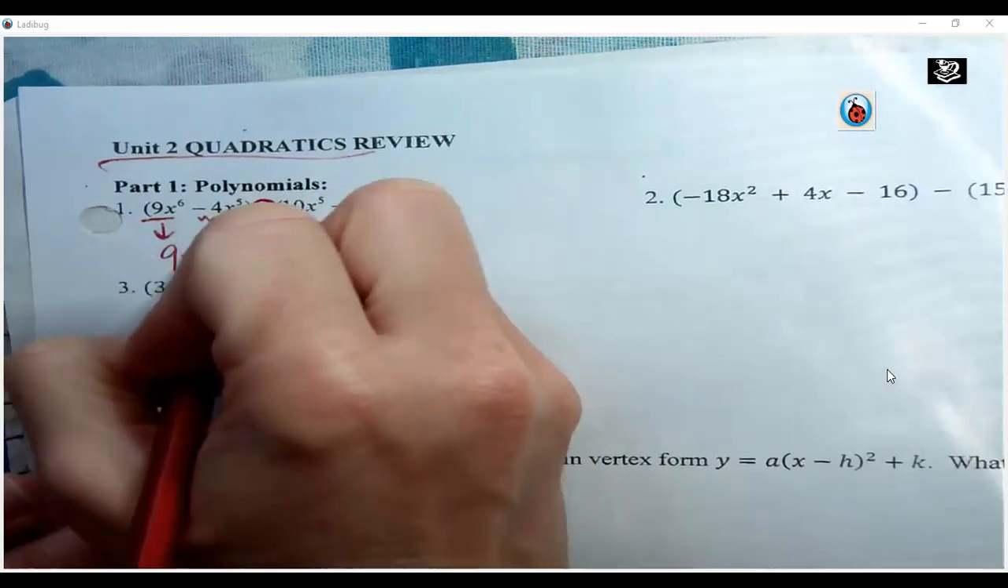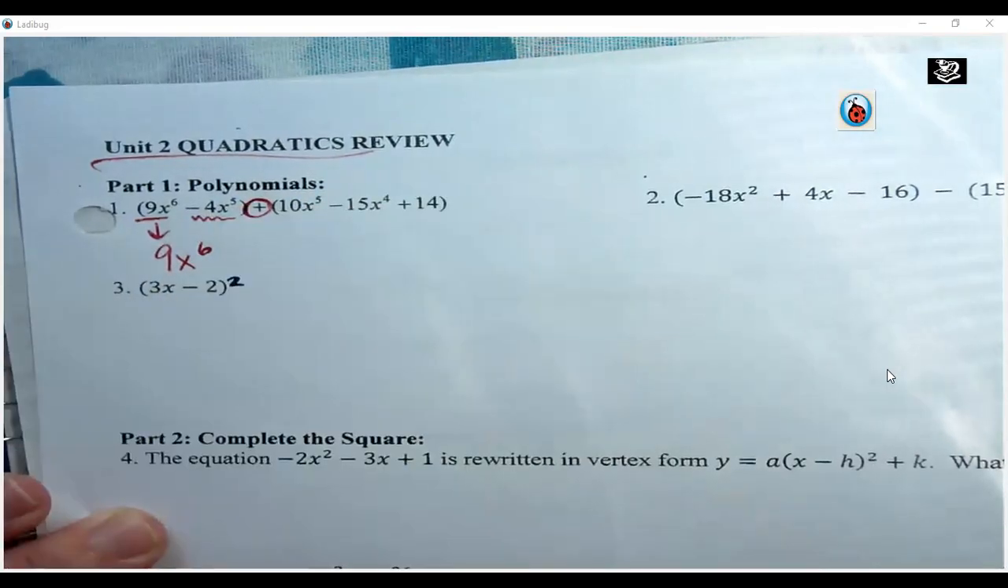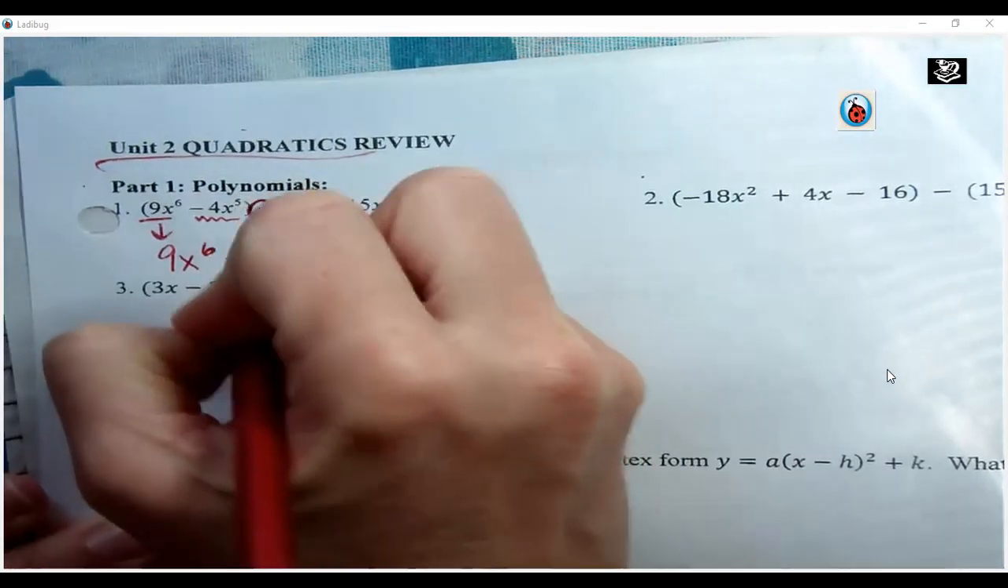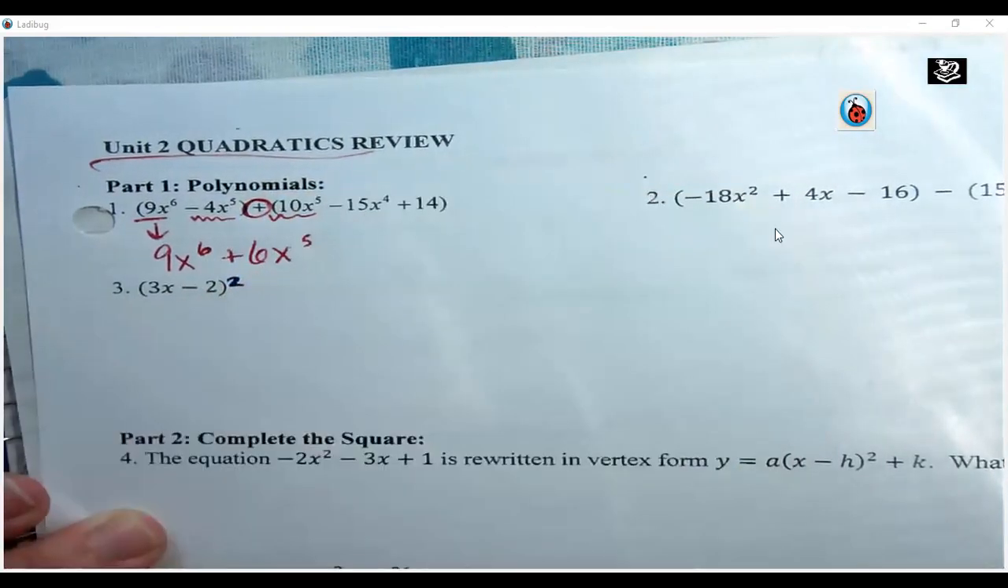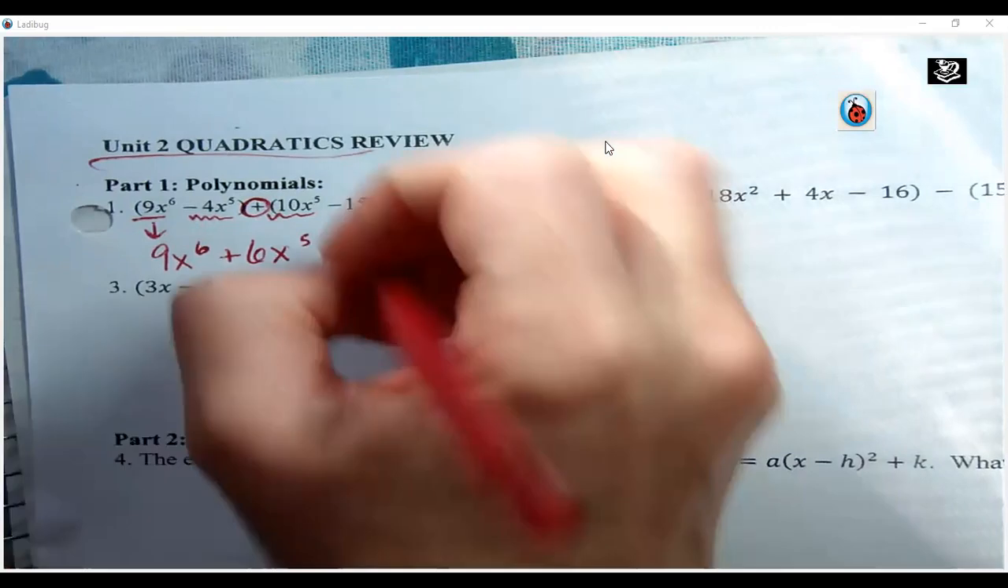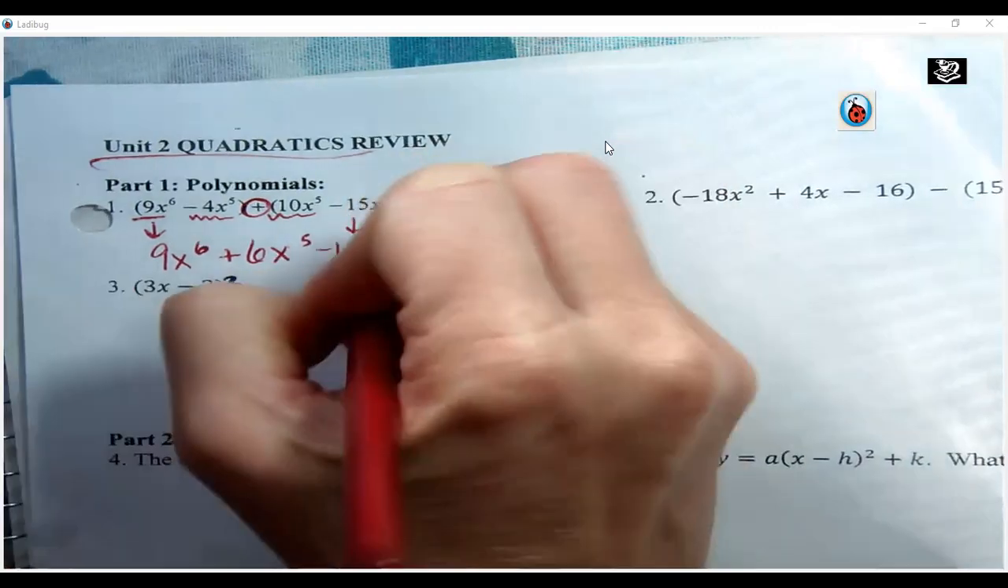What goes with negative 4x to the 5th? Positive 10x to the 5th. Good, so that gives me positive 6x to the 5th when I add them. What goes with negative 15x to the 4th? Nothing, so I drop it down. And I drop down the 14.